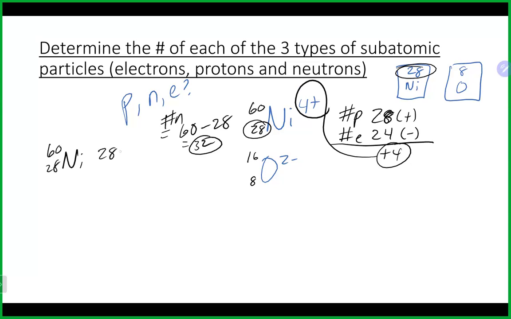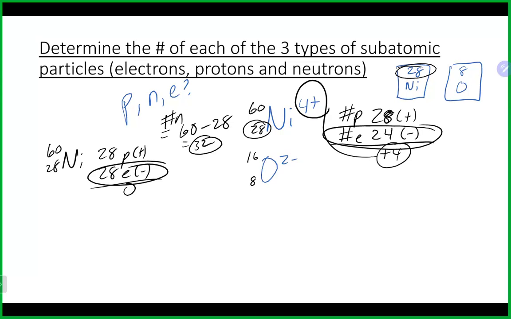In contrast, neutral nickel would have 28 protons and 28 electrons, right? So we can see once again, from its neutral self, it dropped 4 electrons. At this point, it has more protons, which are positive, than negatively charged electrons. So it's got a net extra 4 protons, given it is +4 charge. Any questions on that one?